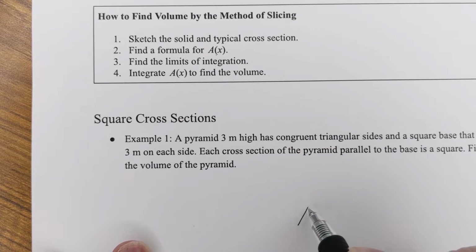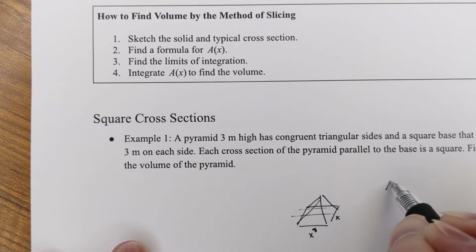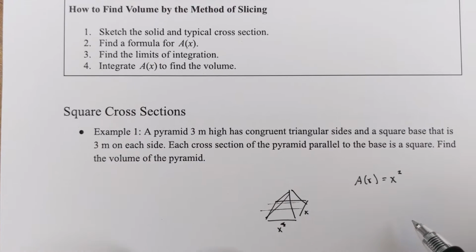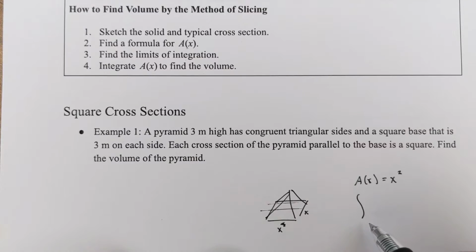So what it's saying is that you've got a square-based pyramid, and if you slice it any place, you get a square. So the sides of the square are x, and our area equation is just x squared. x, though, varies. At the bottom, x is 3. At the top, x is 0. So if I want the volume, my side lengths range from 0 to 3.